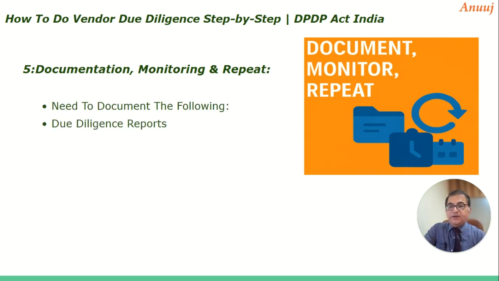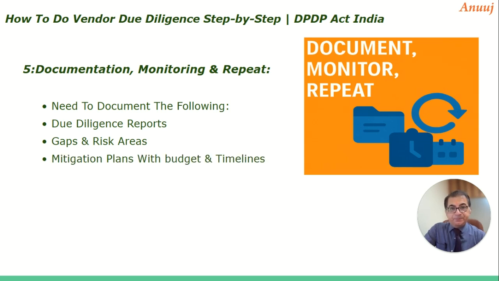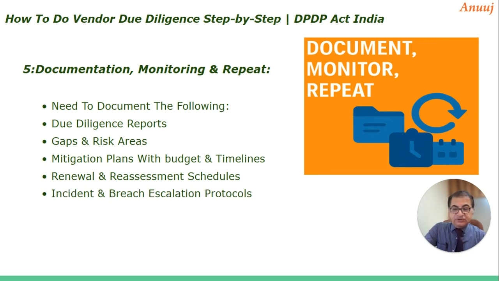Finally, documentation, monitoring, and repeating due diligence from time to time. So you should document due diligence reports. If you do it now, what is the report? What are the observations? What are the gaps and risk areas? And what is the mitigation plan? What are the mitigation plan budgets and timelines? And when would you reassess the system again? When you reassess, when are the renewals due? What are the incident and breach management protocols that the processor is following? These are some of the important things that should be documented cleanly within your organization.